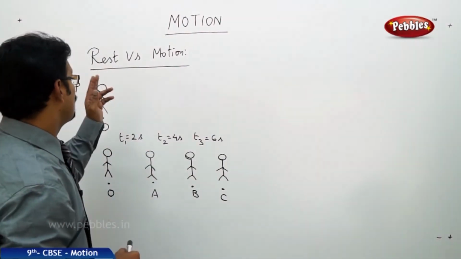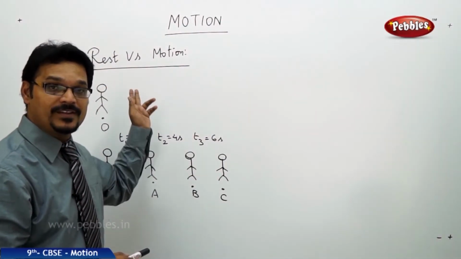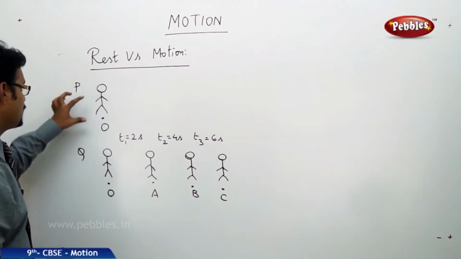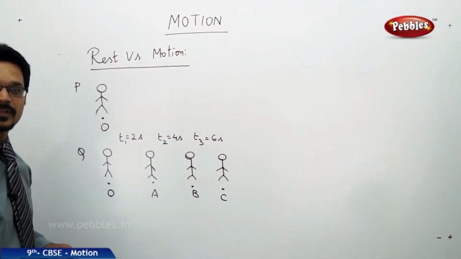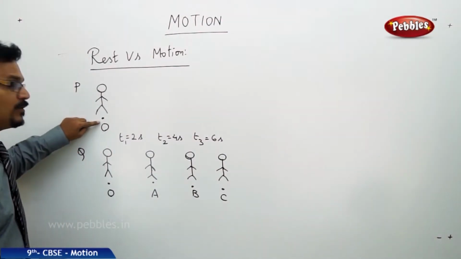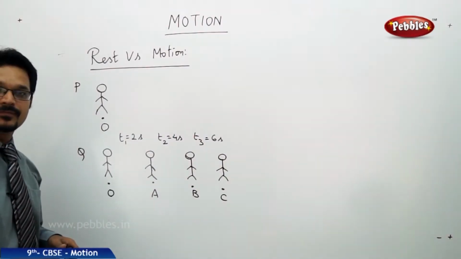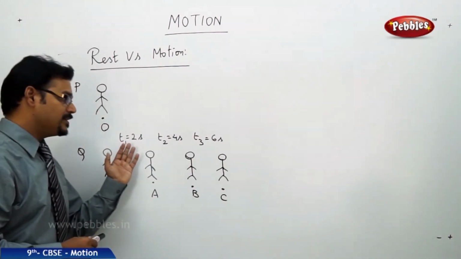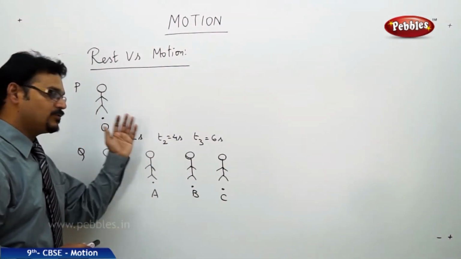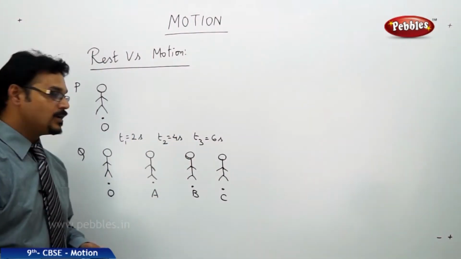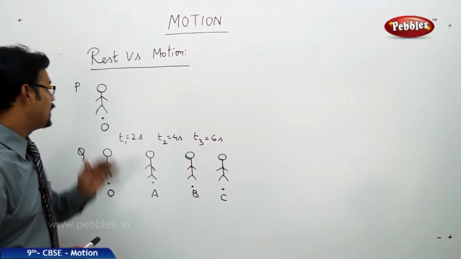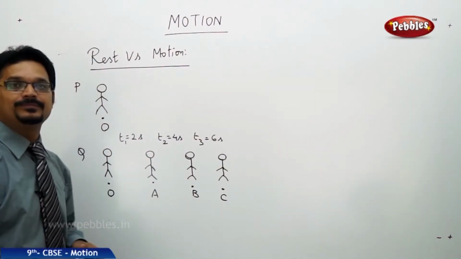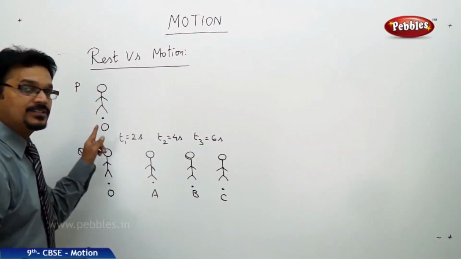Before discussing what is linear motion, let us understand the difference between rest and motion. See the diagrams here. A person P, a person Q. This person P is at the location O, or at the position O, at time t equal to 0. Now, the time is increasing, 2 seconds, and then after 4 seconds, and after 6 seconds. Even though the time is increasing, the person P is still at the same location O. Then we say that the person is in a rest state.